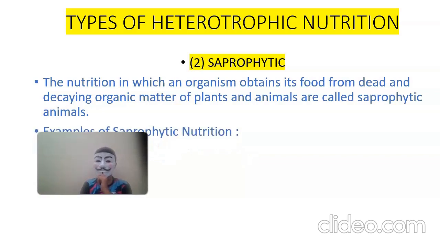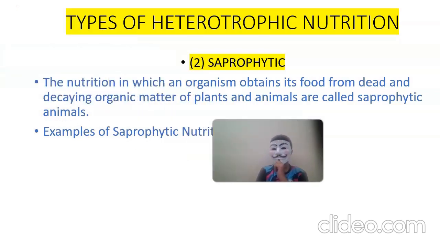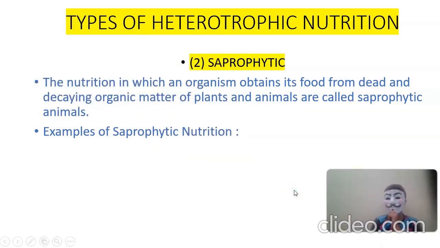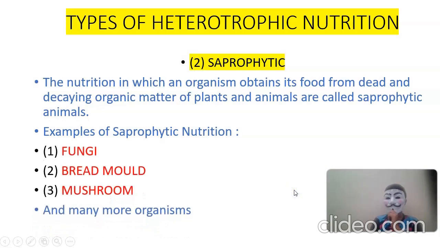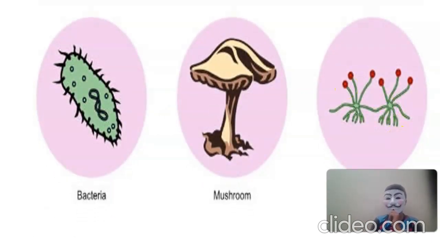Let's see some examples of saprophytic nutrition: fungi, bread mold, mushroom, and many more organisms. You can see bacteria, mushroom, mold. So mold looks like this. Today I came to know mold looks like that.